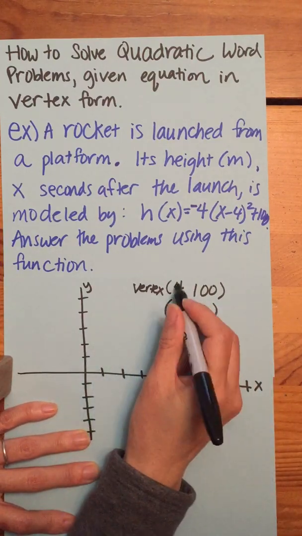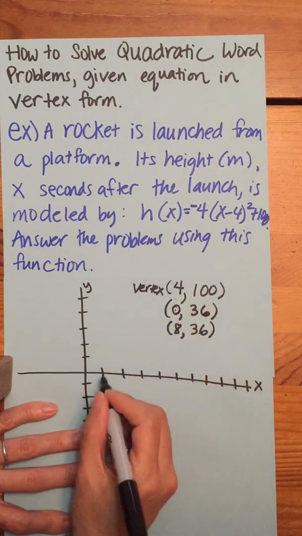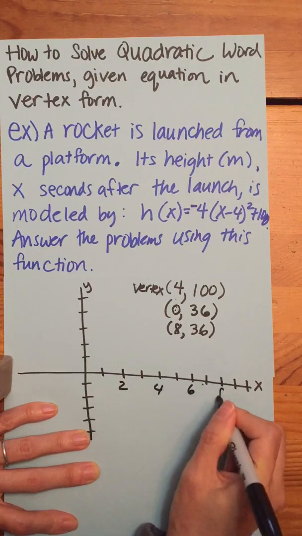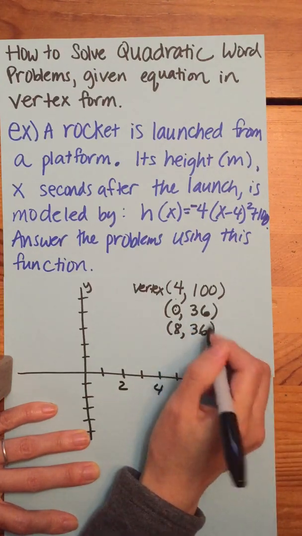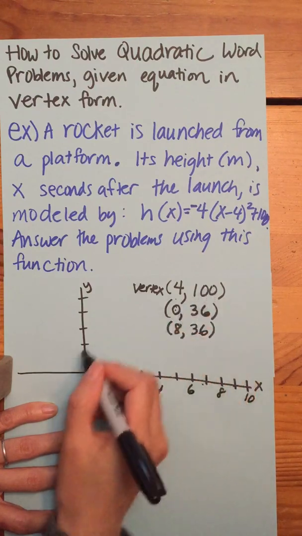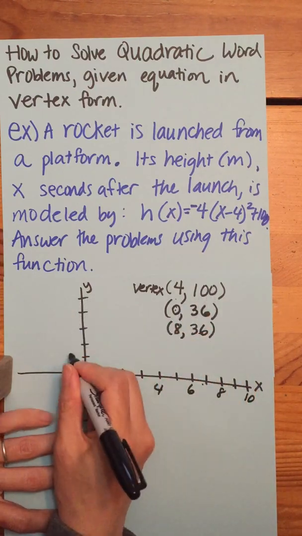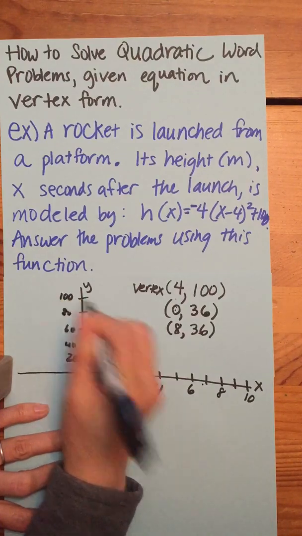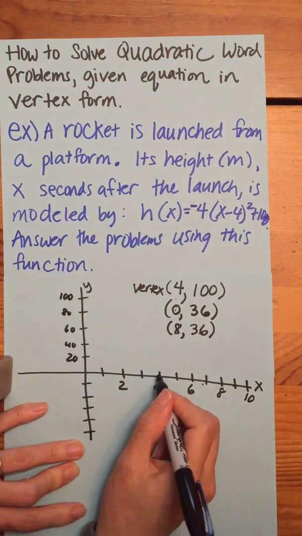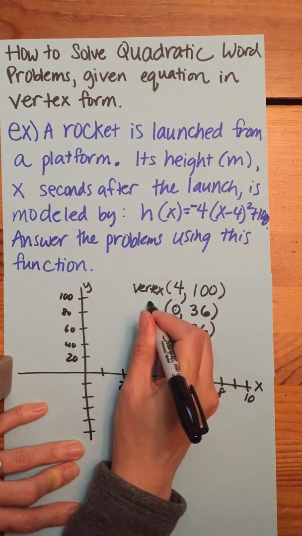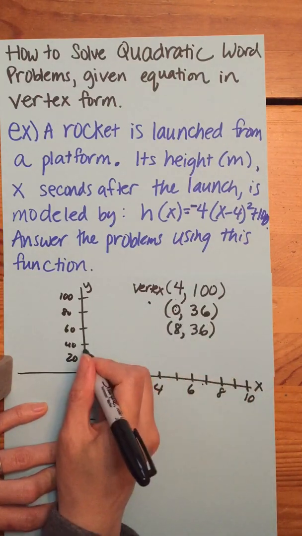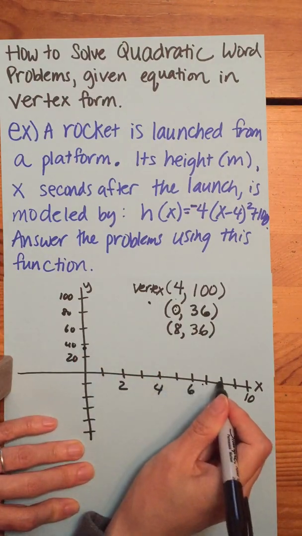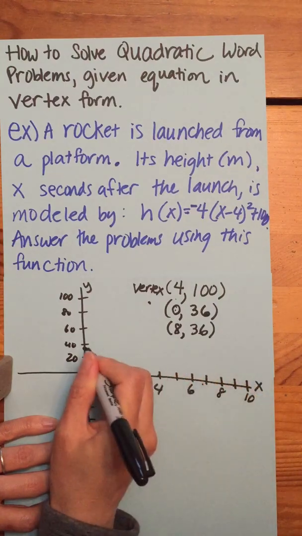So I noticed that my x values are quite small, so I'm going to go by 1. So 1, 2, 3, 4, 5, 6, 7, 8, 9, 10. I noticed my y values are quite large, so I'm going to go so that I can at least hit 100. I'm going to go by 20s. So this is 20, 40, 60, 80, 100. I'm going to plug in 4, 100. That's going to be about here. I'm going to plug in 0, 36. So that's going to be 0, 36. And 8, 36. That's going to be over here, roughly.